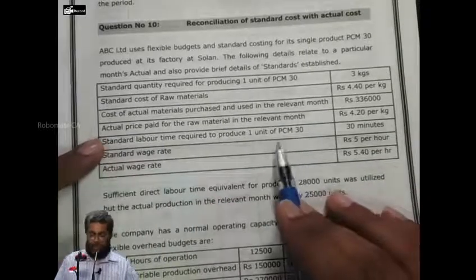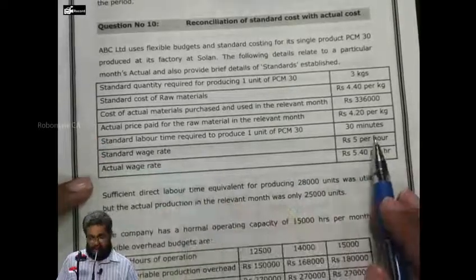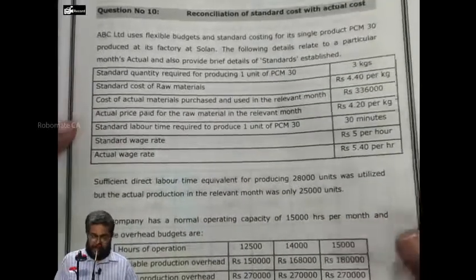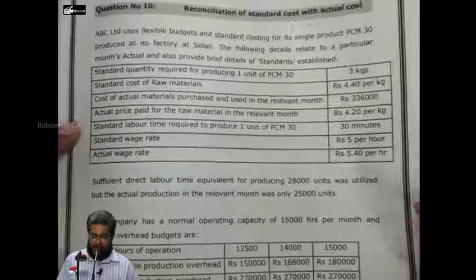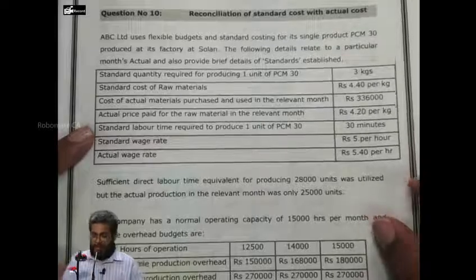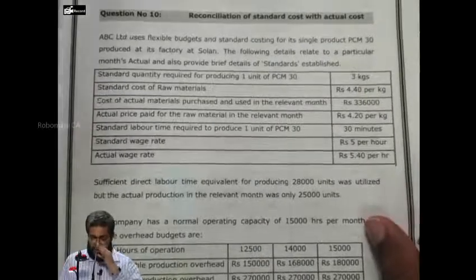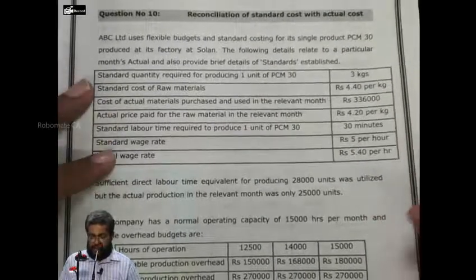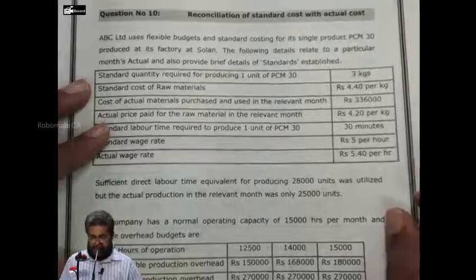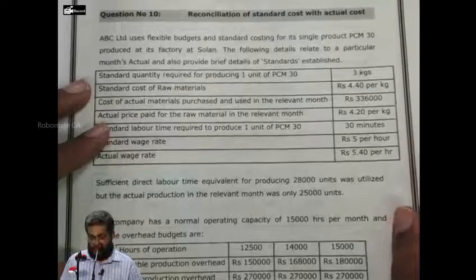Standard time to produce 1 unit 30 minutes or half an hour. Standard wage rate 5 rupees per hour. Actual wage rate 5.4 per hour. Sufficient direct labor time equivalent for producing 28,000 units is utilized, but the actual production in the relevant month was only 25,000 units. The company has a normal operating capacity of 15,000 hours per month, and the flexible budgets are 12,500 hours, 14,000 hours, 15,000 hours.